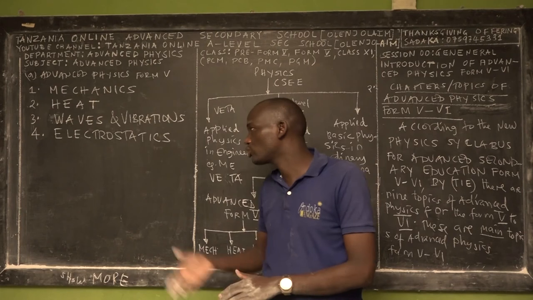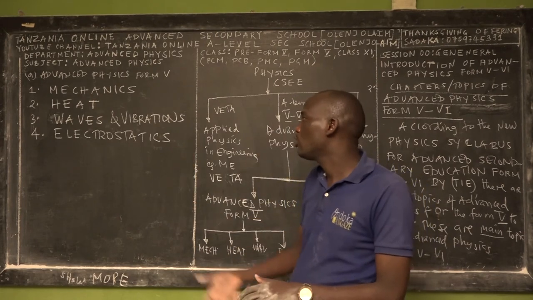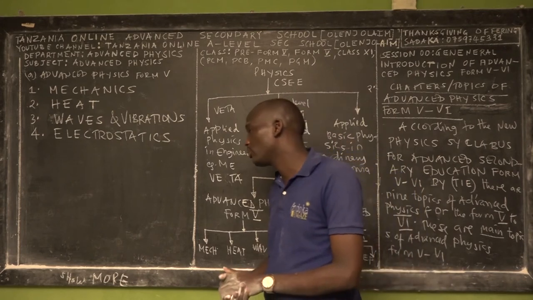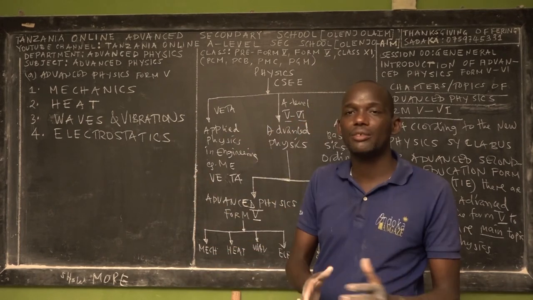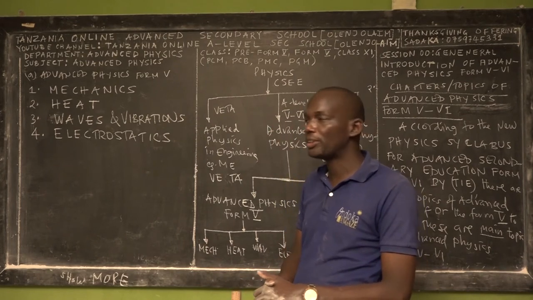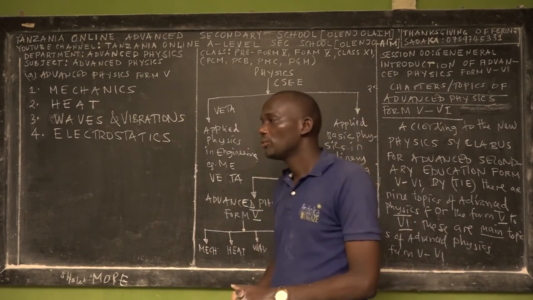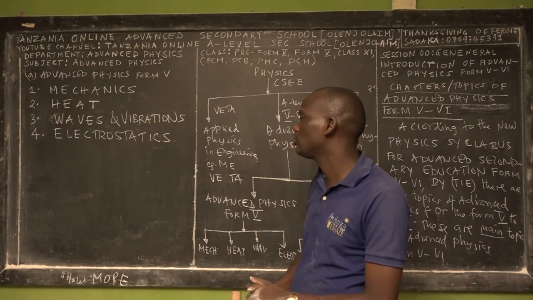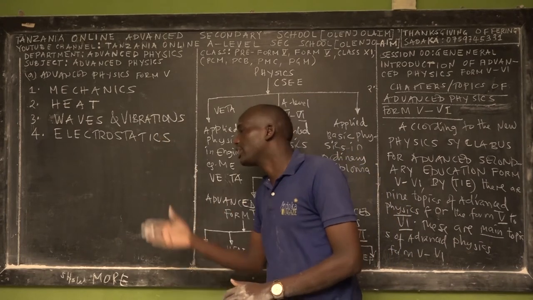Waves and vibrations also break down. We have mechanical waves and electromagnetic waves. Under mechanical waves we also have some other topics, and we also have the properties of waves, or properties of light, because you see, it is just a light wave, we can call it a light wave. And then we have electrostatics.